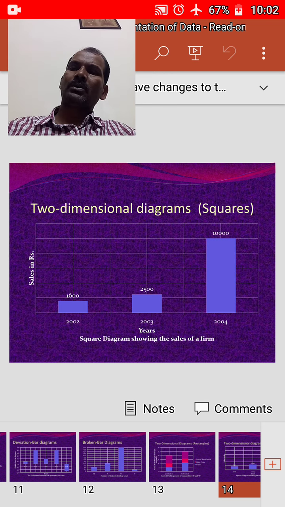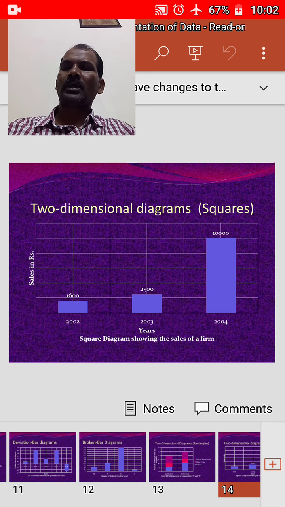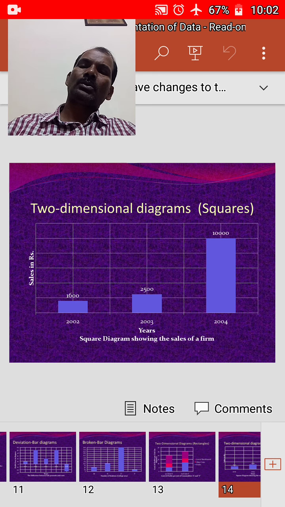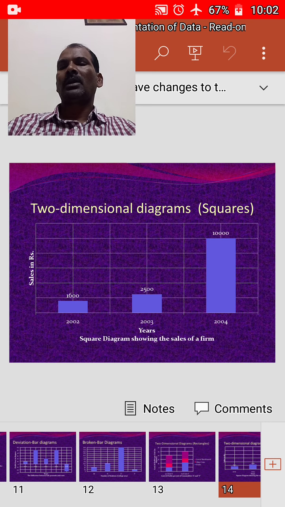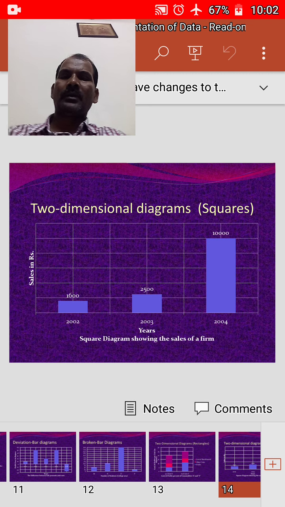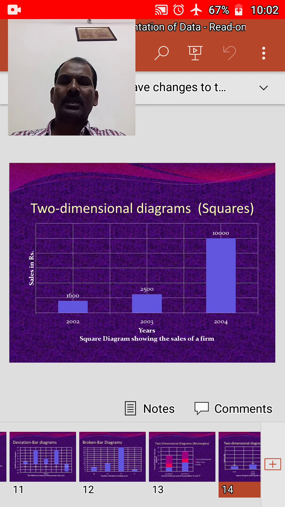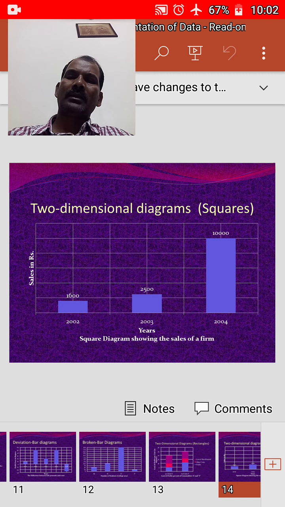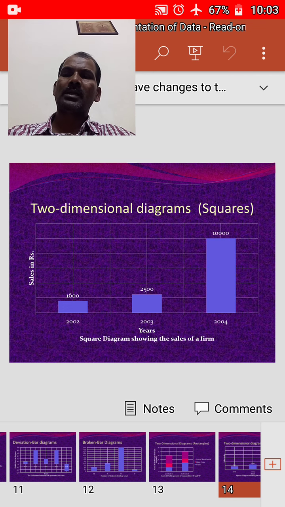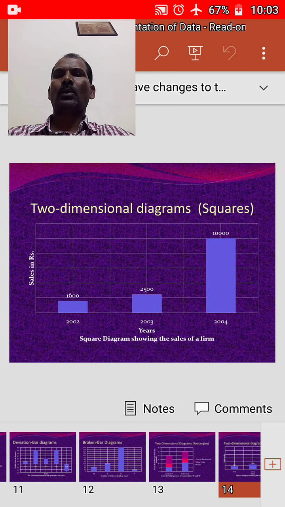Years are given as 2002, 2003, 2004, whereas sales are given in rupees: for 2002 it was 1600, for 2003 it was 2500, whereas in 2004 it was 10,000. For the sake of convenience, if we consider the solution, since there is a very big gap between the first year sales and third year sales, a square diagram may be quite suitable here.